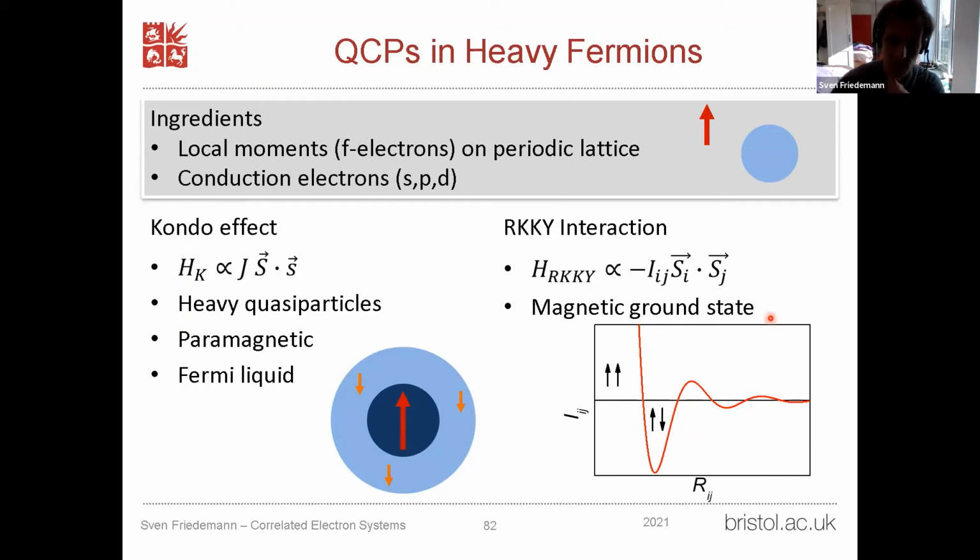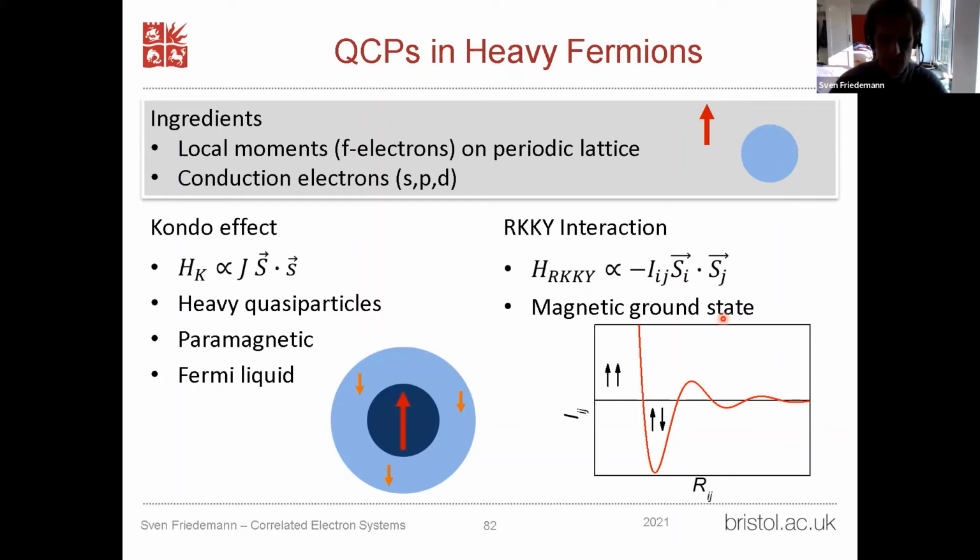So both these interactions, Kondo effect and RKKY interactions, stem from the same ingredients, namely local moments in a sea of conduction electrons. So we can expect that both will actually be present in heavy fermion materials. Yet they lead to completely opposite and incompatible states, namely a paramagnetic state on the side of the Kondo effect and a magnetic state on the side of the RKKY interaction. And hence, depending on which of the two wins, we will get a different ground state at 0 temperature.